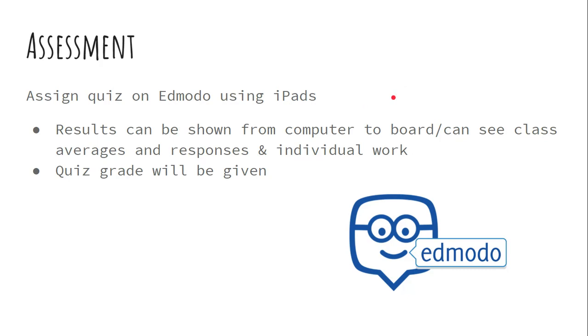the students will use the iPads. The results can be shown from the teacher's computer to the board, which is really the whole point of using this site, so the teacher's problem can be solved. She can log into Edmodo and see all of the class's averages and responses and each student's individual work, and she can display that right onto the smartboard from her computer so that the teacher can show the class their averages and what each student answered and why something was incorrect or why something was correct. So it really just allows her to show everyone's work on the board, and then a grade will be given for the quiz that was assigned on Edmodo.